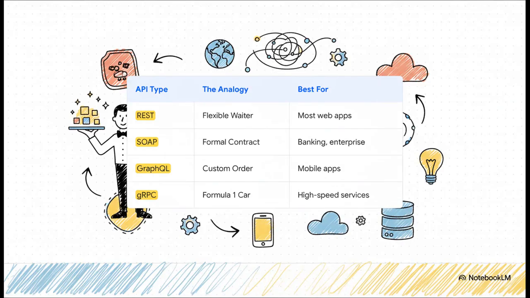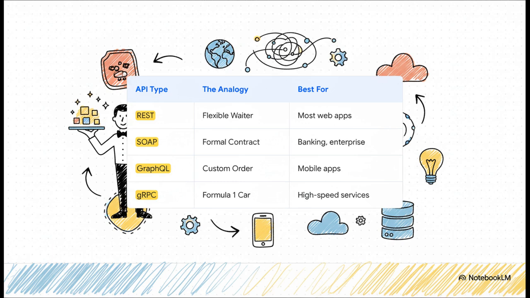So let's do a quick flyby of the big four, right? First up is REST. This is the most popular kid in school. It's that flexible waiter we've been talking about, perfect for most web apps. Then you have SOAP. It's much older and stricter, more like a formal legal contract with tons of rules. That extra security makes it a favorite for banks and big enterprise systems.